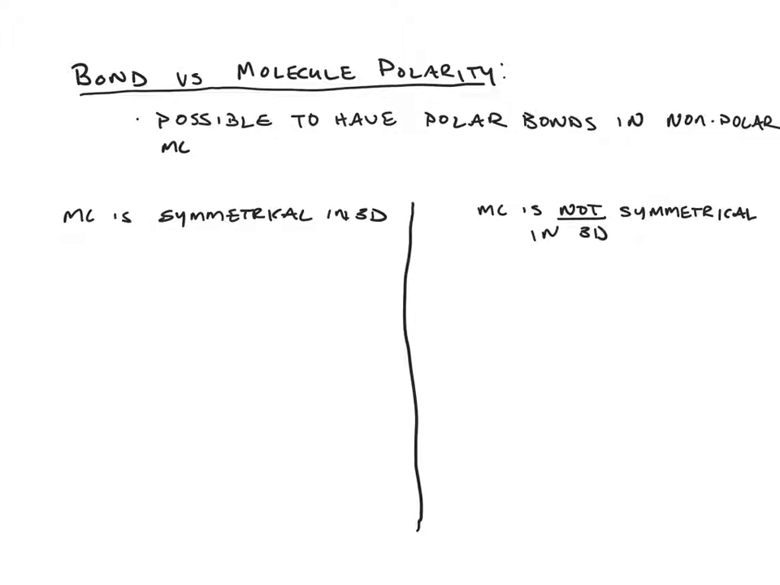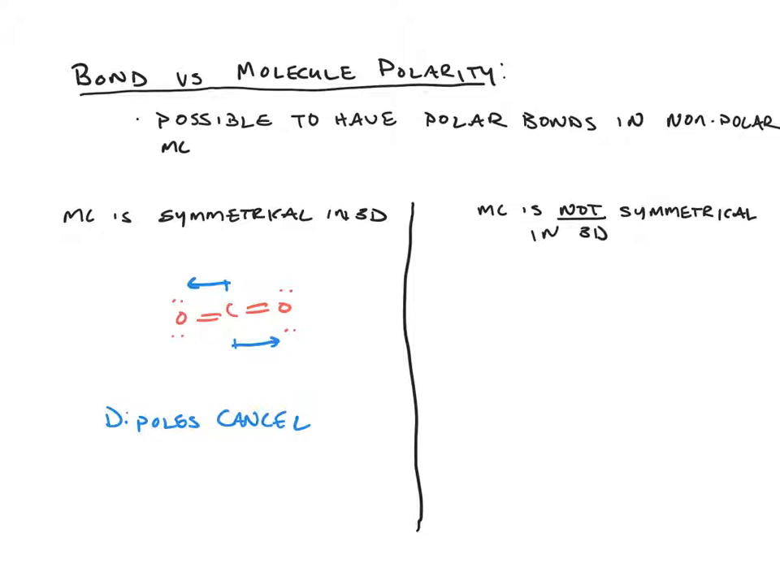If the molecule is symmetrical in three-dimensional space, let's look at, for example, carbon dioxide. If we look at carbon dioxide, it looks like this, right? The carbon-oxygen bond is polar. Carbon's electronegativity is 2.5, oxygen is 3.5. That's a polar bond. I have dipoles here. But remember that this molecule, because of 2 electron domains, is linear. Those dipoles are the exact same magnitude and they're pointing in opposite directions, which means that the dipoles cancel each other out.